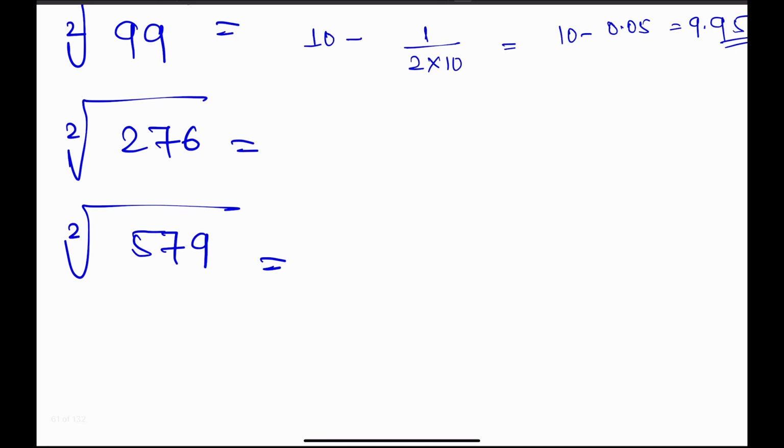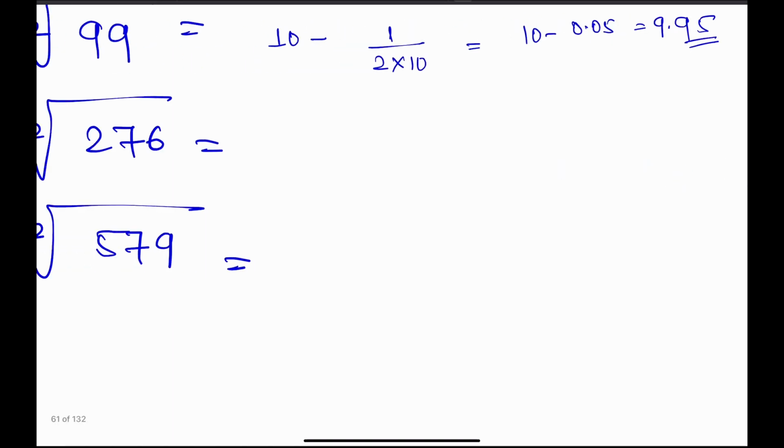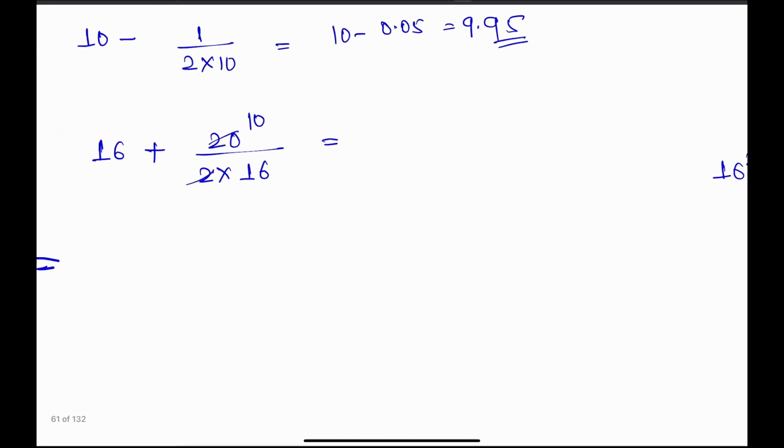276, 225, 16 and 15 square, 16 square is... oh, how I'm forgetting all these things again. 256, so it is 16 plus 56, 76, 20 upon 2 into 16, this is 10, and then 1 by 16 is already, we remember, 6.25, or in value 0.0625, into 10 it will be 0.625, so it will be 16.625.